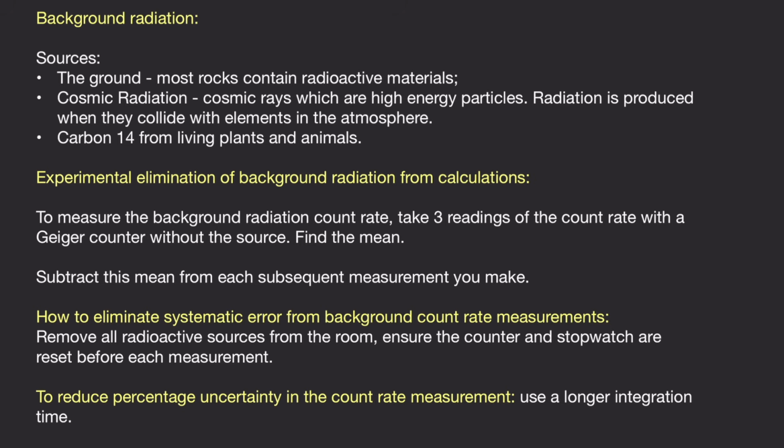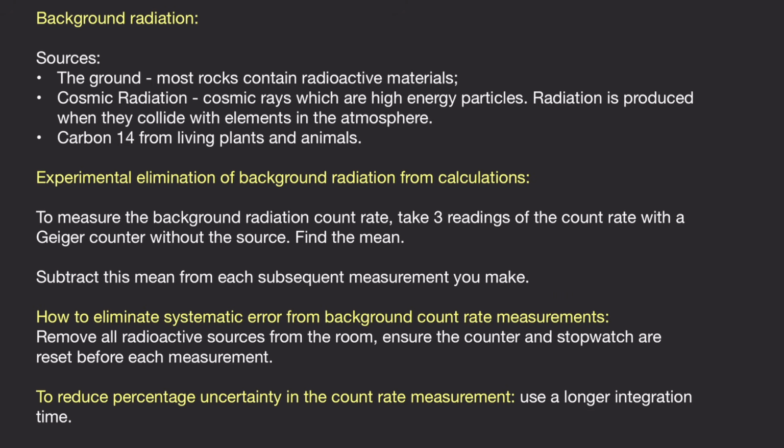And let's talk about background radiation. What are the sources of it? Number one is probably the ground. Most rocks do contain radioactive materials. We also have cosmic radiation, which consists of highly energetic particles coming from space. The radiation is actually produced when they collide with elements in the atmosphere. We can also have carbon-14 from things such as living plants and animals. That also does technically arrive from the atmosphere, but it's another source of it.